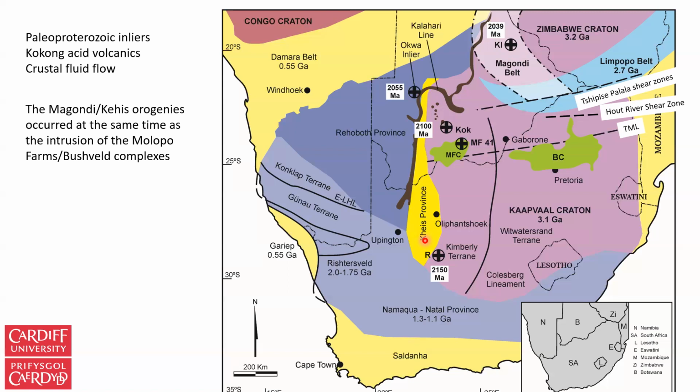And even more critically, we know that those lineaments in the Limpopo Belt, the Chappies-Palala shear zone and the Hout River shear zone, were reactivated in that early Proterozoic orogeny as dextral shear zones. So there's no problem at all in saying that we have, again, this potentially tectonic triggering of those lineaments, which might be related to the intrusion mechanics of the Bushveld and Mapoch Farms.